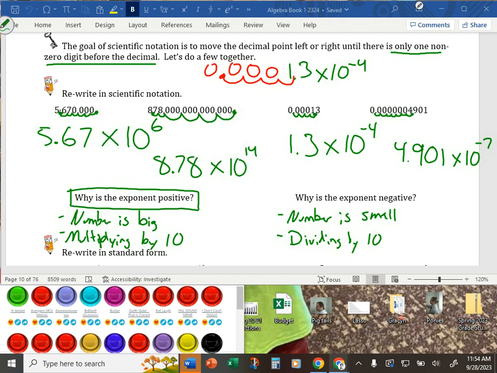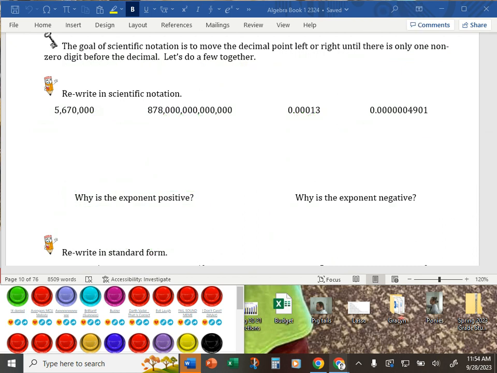Can't wait for you to go to science class and you start talking about big and small numbers and you'll be like, we know scientific notation. My favorite day. Questions so far? Okay. We got about 5 minutes left, so here we go.